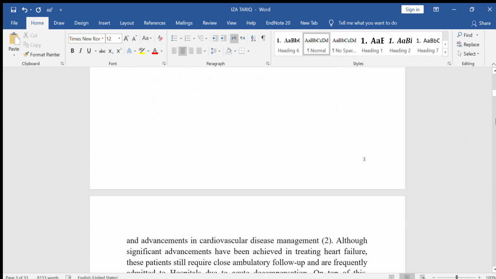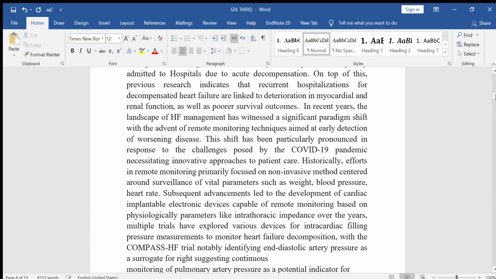Advancement in cardiovascular disease management has offered options for acute decompensation. On top of that, previous research indicates that recurrent hospitalization for decompensated heart failure is linked to deterioration of myocardial and renal function as well as poorer survival outcomes. In recent years, the landscape of heart failure management has witnessed a significant paradigm shift with the advent of remote monitoring techniques aimed at early detection.